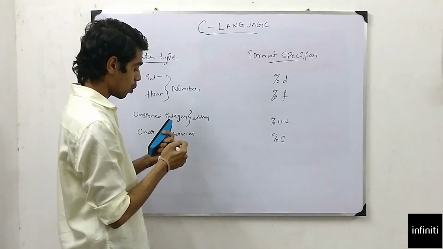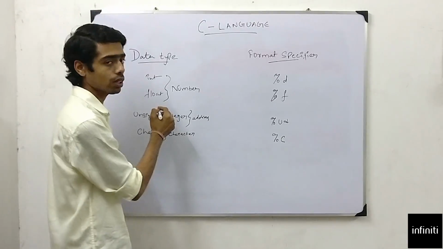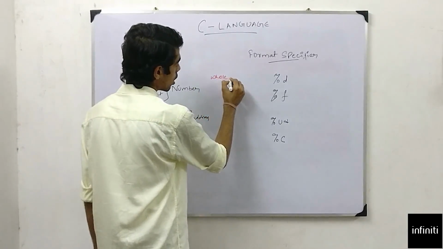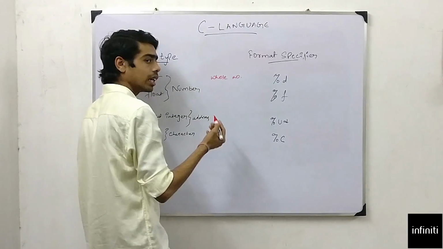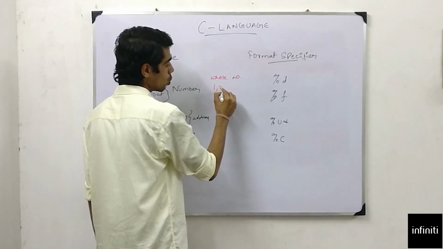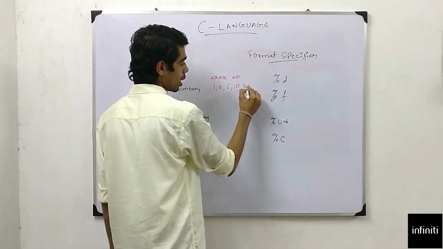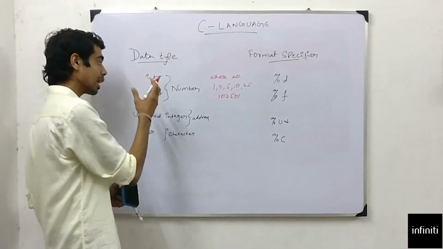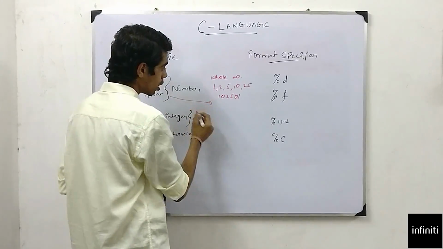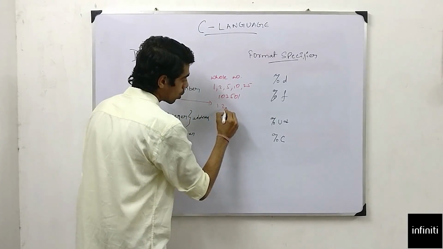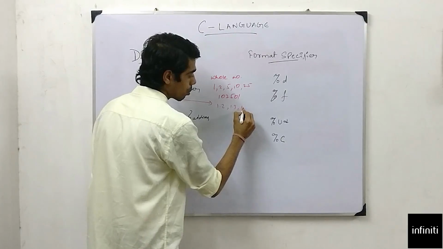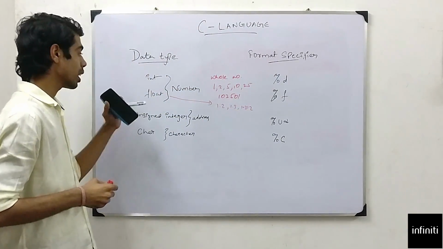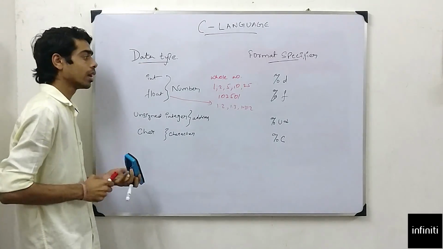So what is the difference between int and float? Int can take whole numbers. For example, int can take 1, 2, 5, 10, 25, 102, 501. These are the numbers which int can take. And float basically takes 1.3, 1.312. These are the numbers with digits after the decimal, which we will take in float, and for whole numbers before the decimal we will take int.